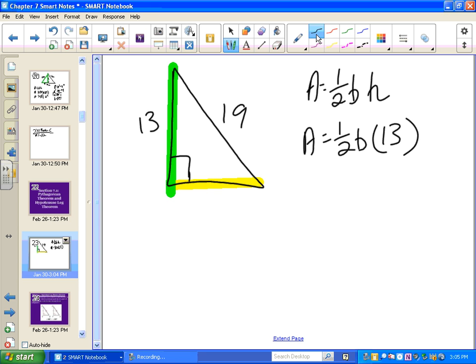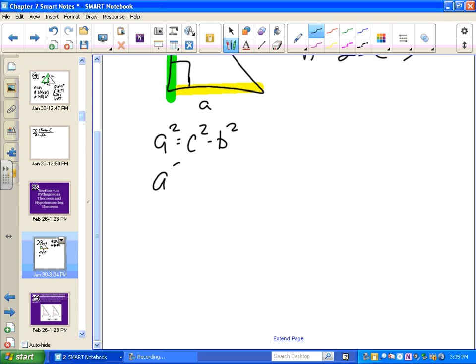13, 19, that's not one of our common parents, so we're going to use the Pythagorean theorem to solve for that leg. So we'll call that leg A. We could have called it B, it doesn't matter. So we know that A squared is going to equal C squared minus B squared. So A squared will equal 19 squared minus 13 squared.